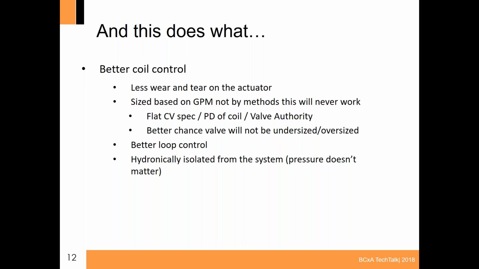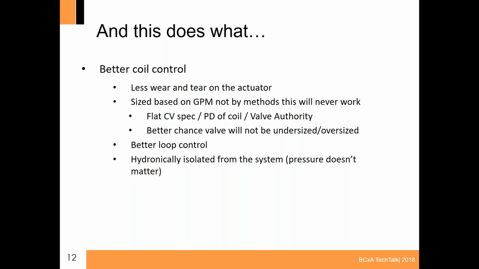In traditional methods, you have a flat CV spec, okay? Or most of the time we'll see, give us a pressure drop of 4 PSI for your control valve, and you're not taking a look at what the system is designed to do. And then another method is valve authority, which is about impossible to do and get a properly sized valve, okay? So with using the pressure independent, you size it based on the GPM so that when you're at 100%, you're delivering 100% of the GPM. When you're at 50% open, you're getting 50% of the GPM for the design, okay?